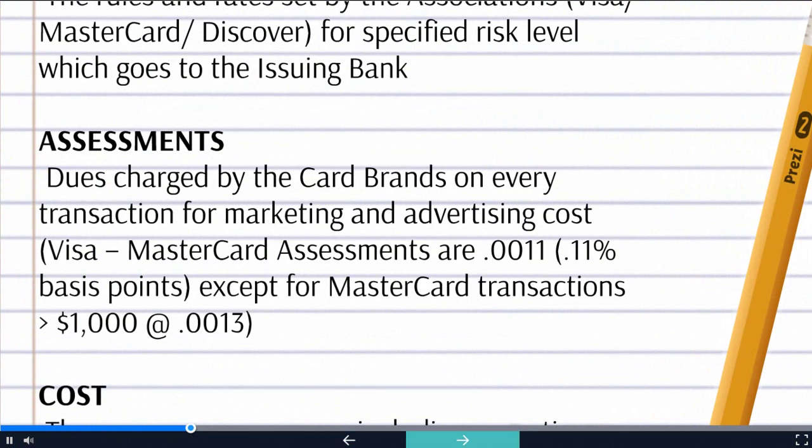Assessments and interchange go hand in hand and are often set together in one breath. Assessments are not kept by the issuing bank and make up a much smaller percentage of the total transaction fee. Assessments are under 15 basis points and are kept by the card brands. That means that if the current assessment rate for Visa is 11 basis points, then Visa keeps 0.11% of the transaction.